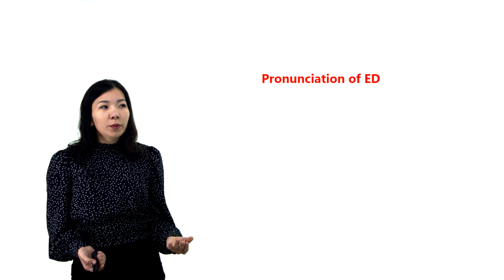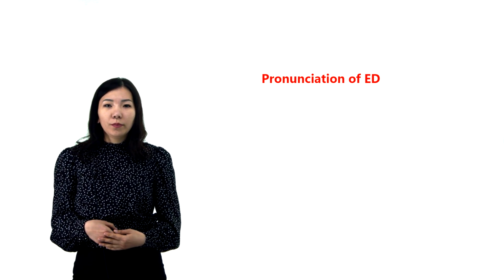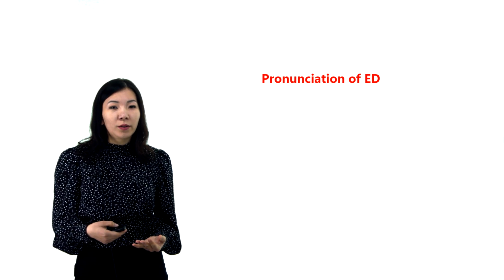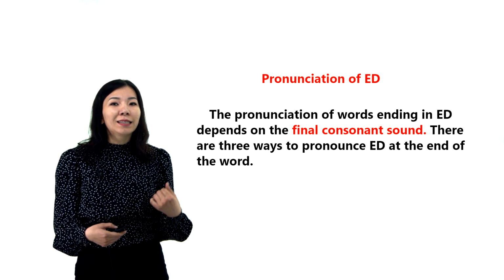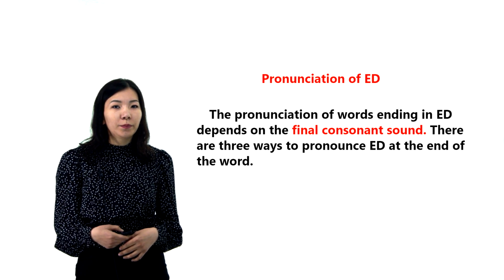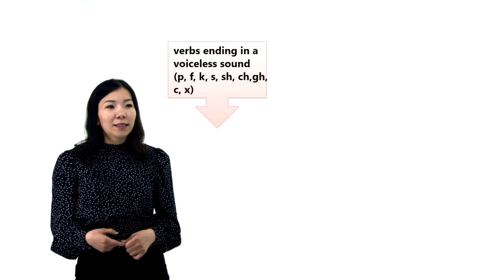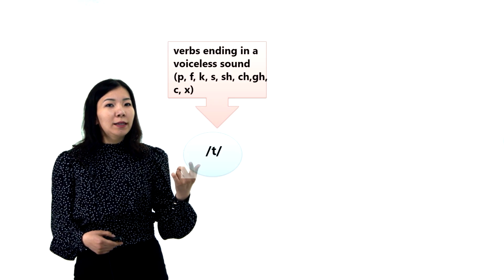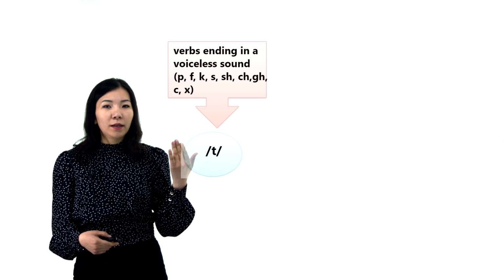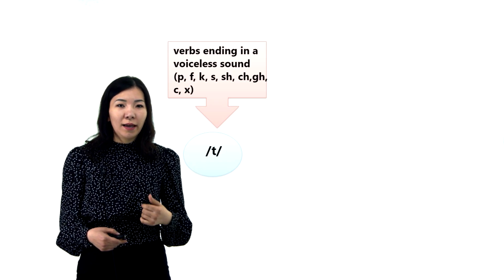So we all know that pronunciation is very important, and it varies, you know. In English, there are 3 ways of pronouncing the ending -ed at the end of a word. The ending is pronounced as t if the regular verb ends in the voiceless sounds like p, f, k, s, sh, ch, gh, c, x.